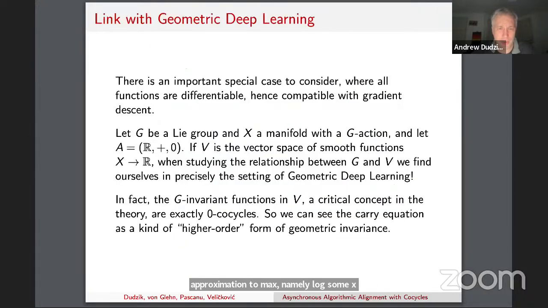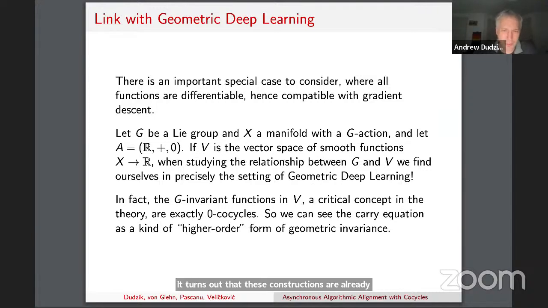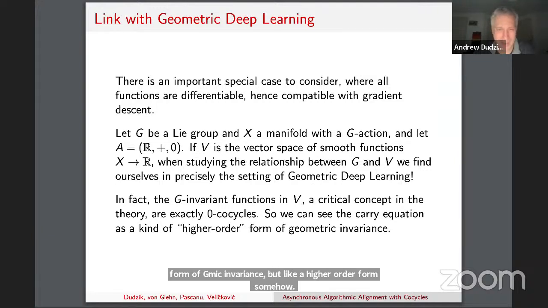And I'll just conclude with a nice little link of this work, which is that if you think about this in the situation where everything is differentiable, so for example, a Lie group acting on a manifold, so that everything is compatible with gradient descent and so on, it turns out that these constructions are already being used in geometric deep learning, the theory of equivariant convolutions, and things like that. In fact, G-invariant functions are exactly zero cocycles, as it turns out. So we can see this carry equation as a form of geometric invariance, but like a higher order form somehow. So this seems like an interesting connection to be made here.